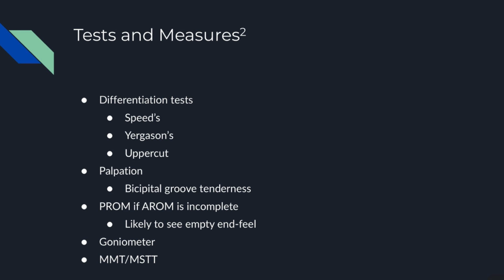But you would often see tenderness in this area and pain with palpation, doing passive range of motion. If active range of motion is incomplete, like I said earlier, you could likely see an empty end-feel with this particular dysfunction. Goniometer measurements and more so muscle-specific tension testing will be what we'll do with tests and measures, because like I said earlier, strength will probably still be there and holding against resistance will probably still be there.